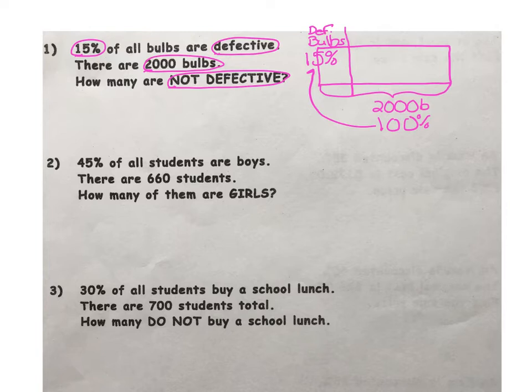Well, the other part are functioning or working bulbs. They are not broken. They are not defective. Let's figure out what rate is associated with that part of the bar. Take 100%, subtract 15%, and you should get 85%. So 85% goes there.